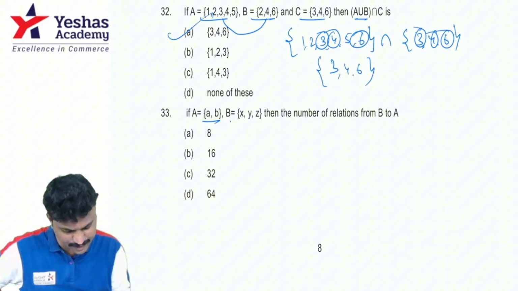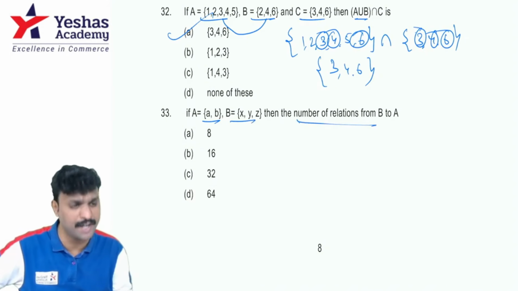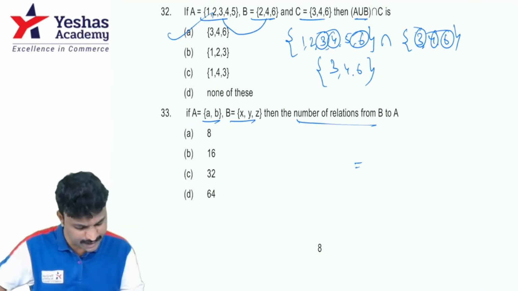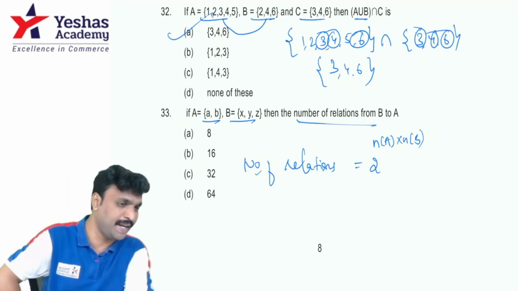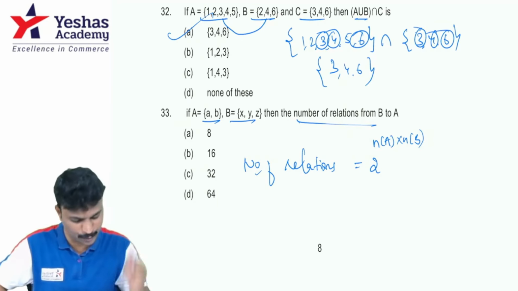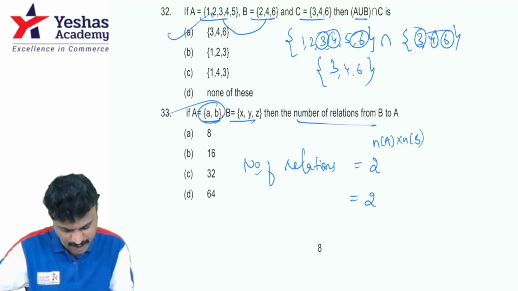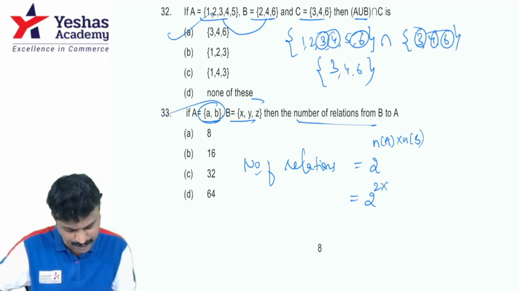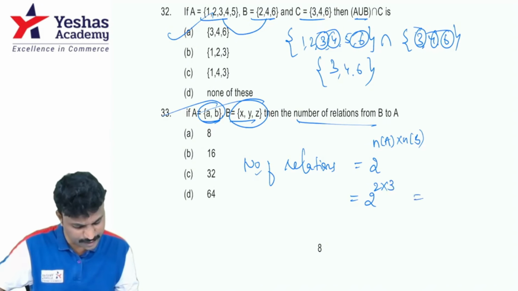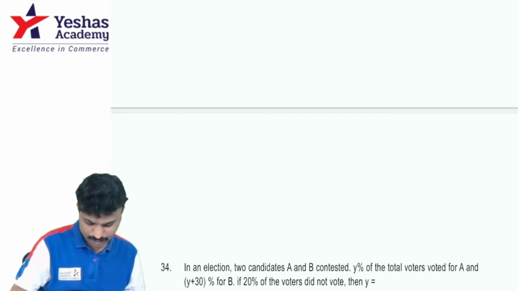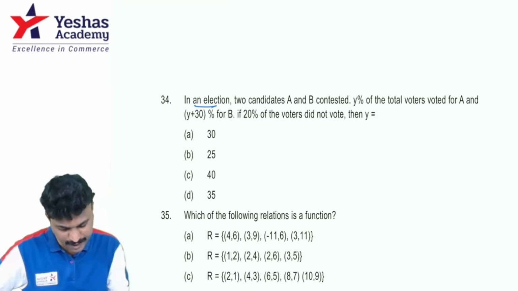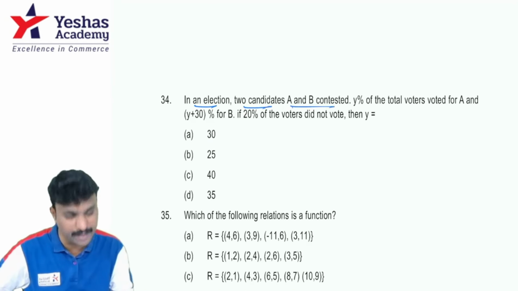Guys, set A elements are given, set B elements are given. The number of relations from A to B or B to A is 2 power n of A into n of B. Hope you remember number of relations. Be it from A to B or B to A, it's the same: 2 power n of A into n of B. So what is n of A? Number of elements in set A are 2. What is n of B? Number of elements in set B are 3. So it is 2 power 6. What is 2 power 6? 64.